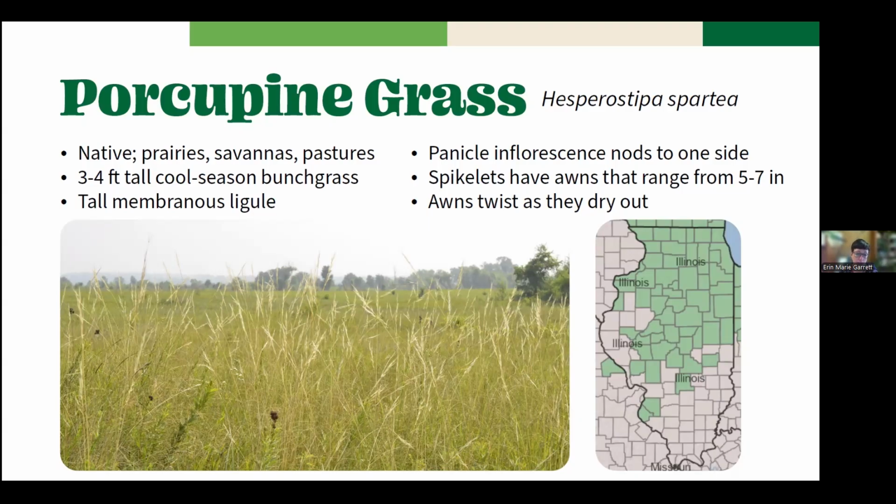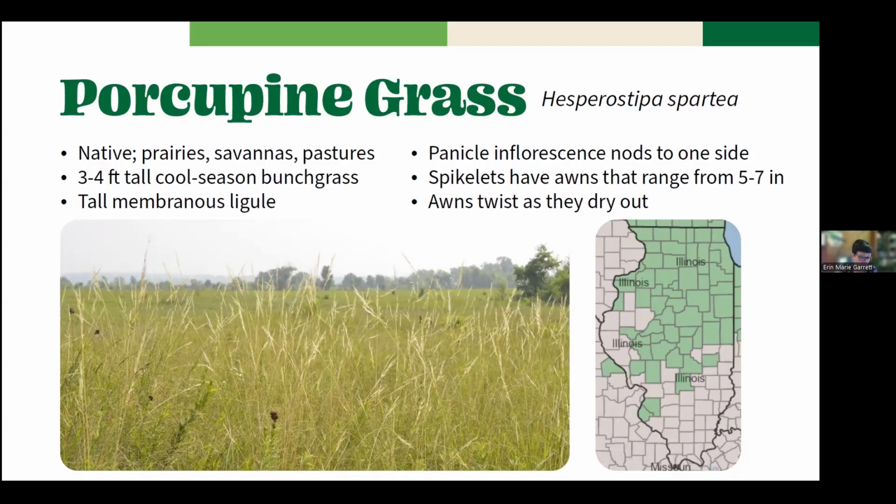And if we look at some of the characteristics, we're going to see a tall membranous ligule. But if you catch it in bloom, it's going to be a lot easier to identify. So it is going to have a panicle inflorescence that nods to one side. And then it is going to have spikelets with crazy long awns. So we saw a picture of those earlier. They could be 5 to 7 inches long. And they are really interesting because they twist as they dry out, which in this grass has the purpose of also helping drive that seed down into the ground.